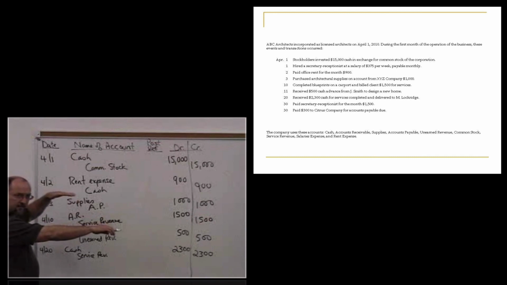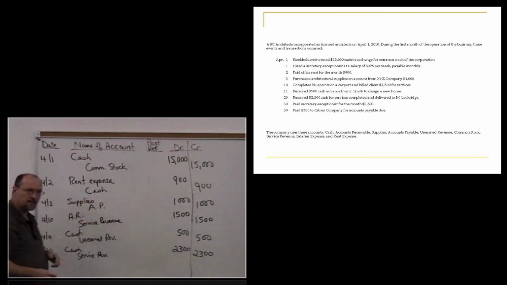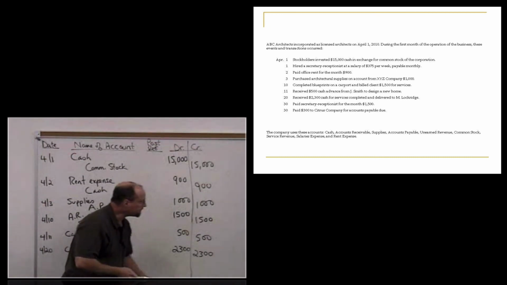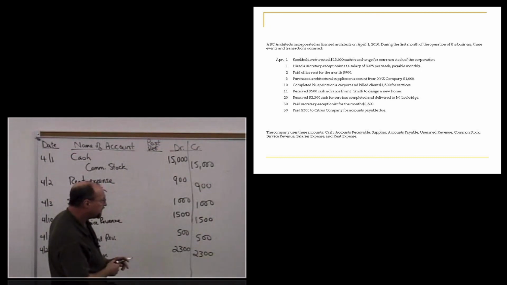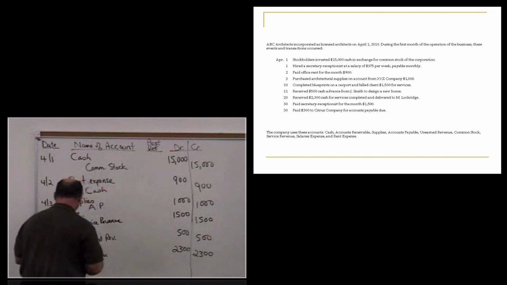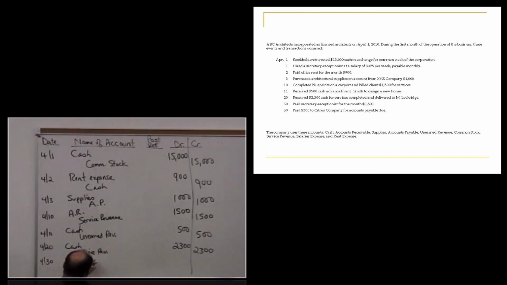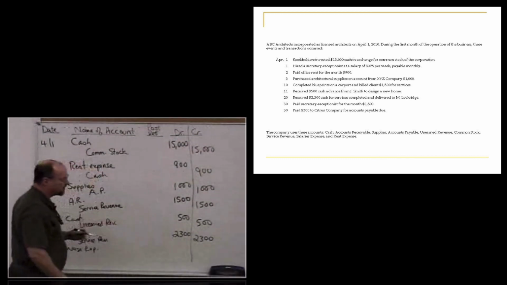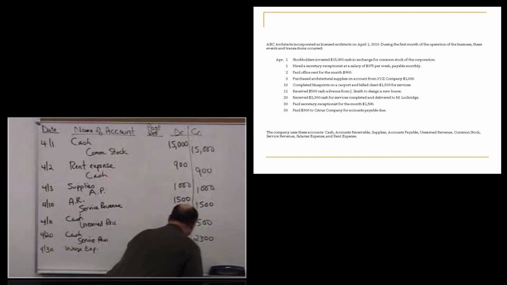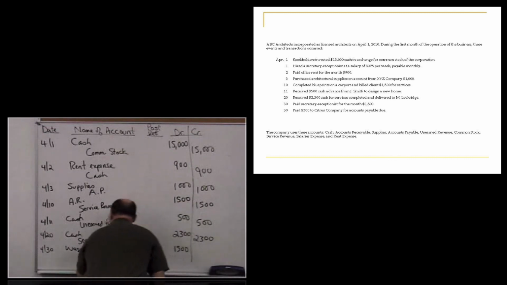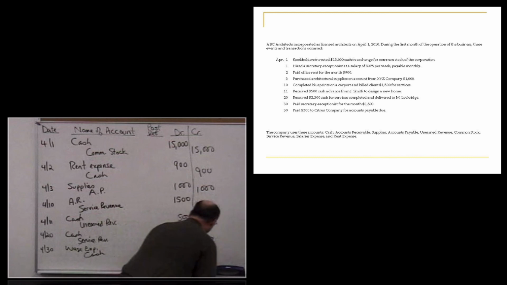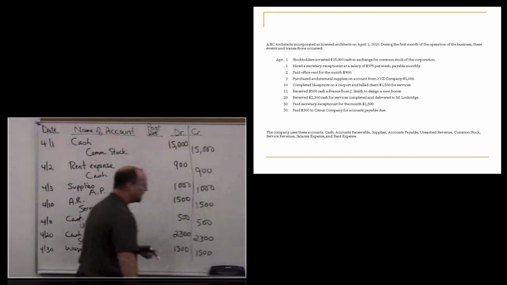So cash increased, assets. Service revenue increased. And notice we always credit revenue. And that increases stockholders' equity. On the 30th, paid the secretary for the month for $1,500. So I'm going to debit wage expense, or I could put salary expense, or even payroll expense. We have a little flexibility there. Debit $1,500, and I'm going to credit cash for $1,500 since I paid them their wages or their salary.